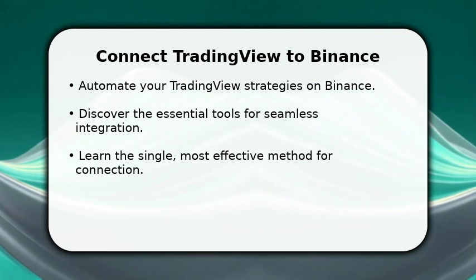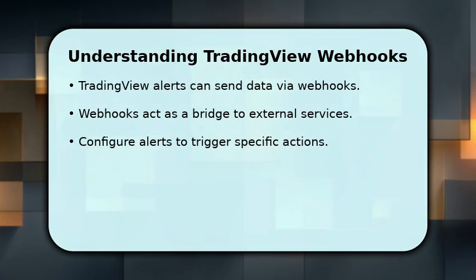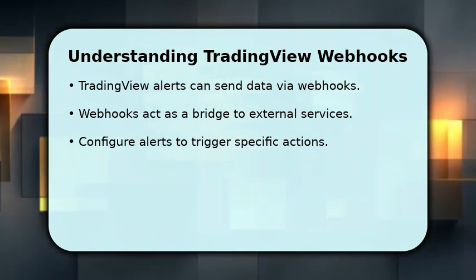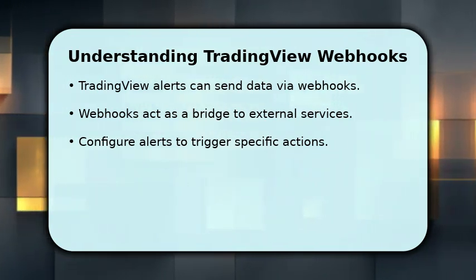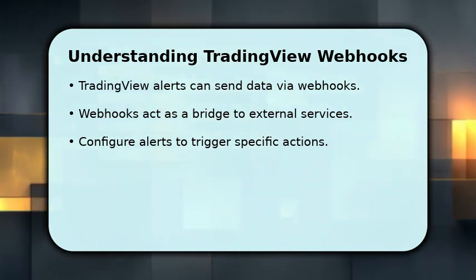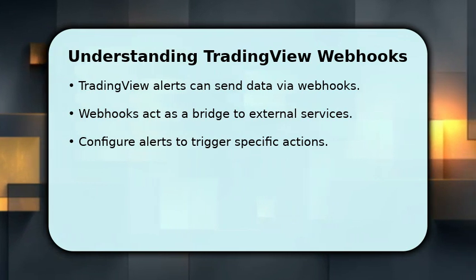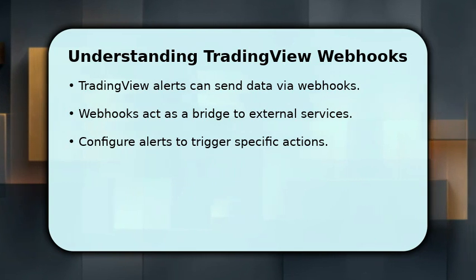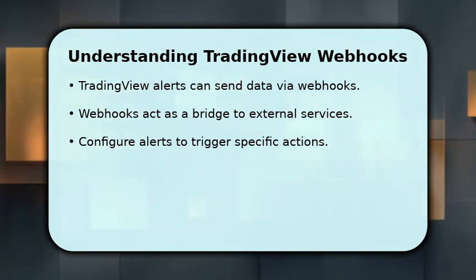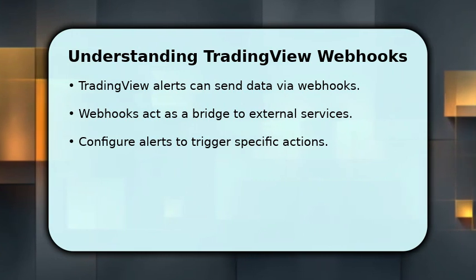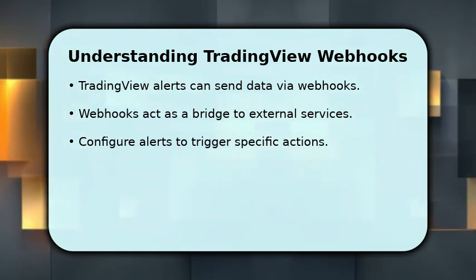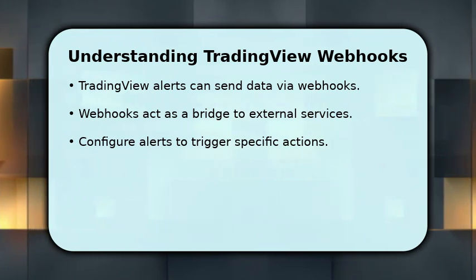Let's dive right into the setup. The core of this automation relies on TradingView webhooks. When your strategy generates an alert, TradingView can send a custom message to a unique URL. This message, containing your trade instructions, acts as a signal. Think of it as a digital messenger, carrying your buy or sell orders from TradingView directly to an intermediary service. This is the first critical step in automating your trades.